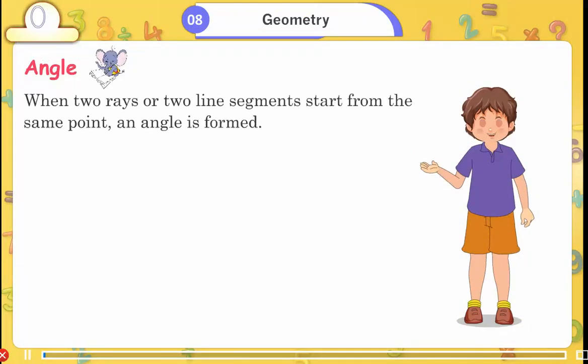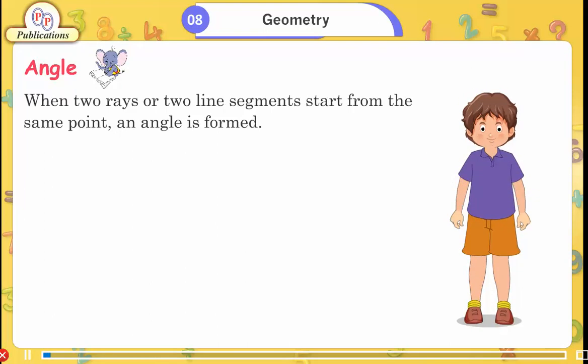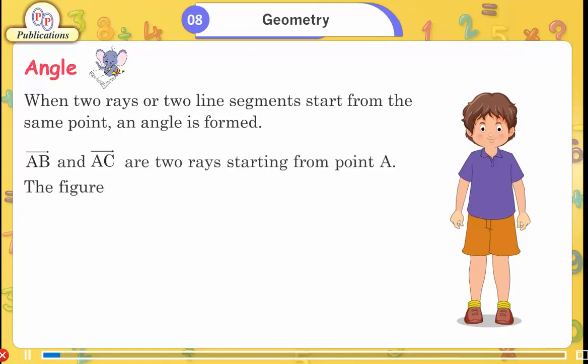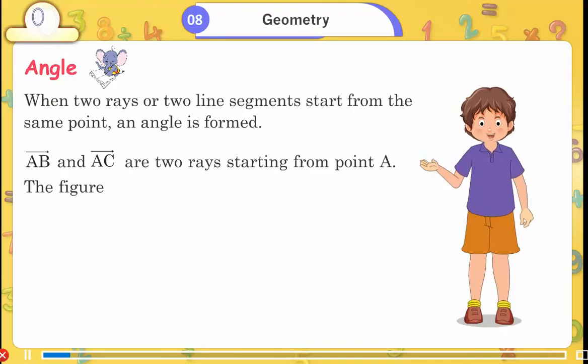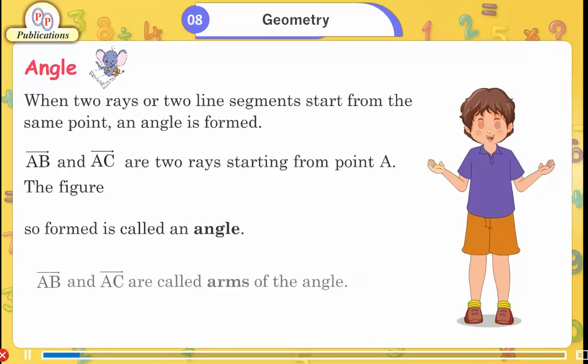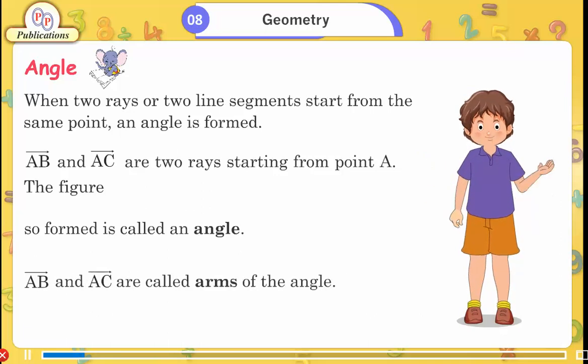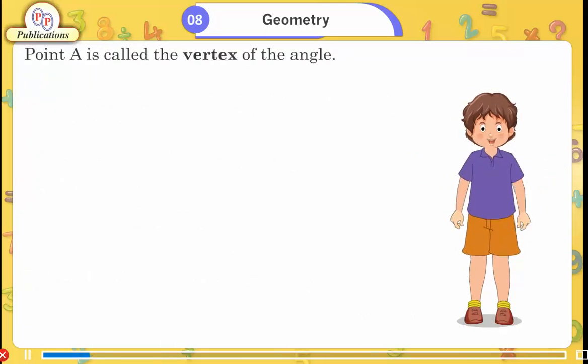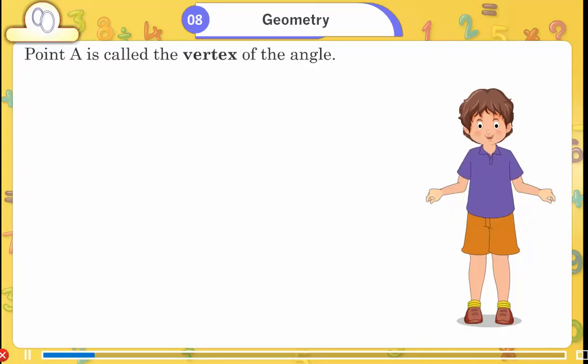Angle. When two rays or two line segments start from the same point, an angle is formed. AB and AC are two rays. Starting from point A, the figure so formed is called an angle. AB and AC are called arms of the angle. Point A is called the vertex of the angle.